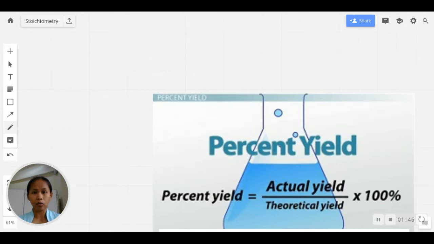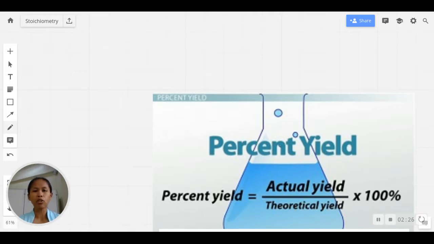Theoretical yield is the amount of product that you expect if 100% of your reactants are fully consumed in the chemical reaction. But on the other hand, in reality, you know that it's not going to be that ideal. It's not going to be 100%. In reality, there's what we call the actual yield. That's the actual amount that you get when you perform the chemical reaction, the amount that you measure. As expected, the actual yield has to be lesser than your theoretical yield.